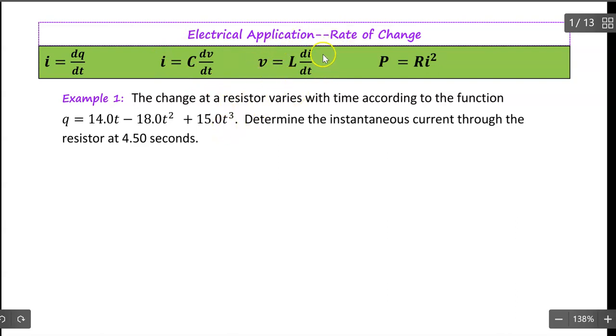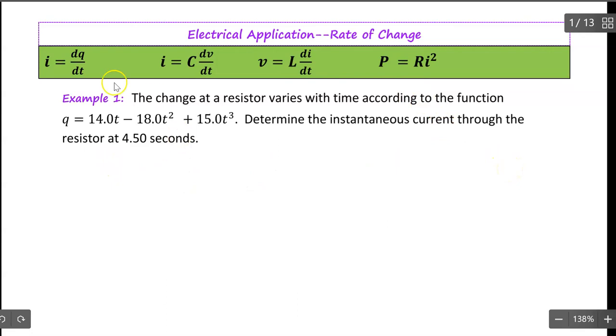Alright, so this formula relates to the voltage. If you have an inductor in the circuit, and you take the derivative of the current with respect to time and multiply by the value of the inductor, then you will have the instantaneous voltage. And there's something else here that I list for everyone: power is equal to Ri squared, and the i here is the instantaneous current. So we will explore how to work with all of these formulas later on in the lesson.